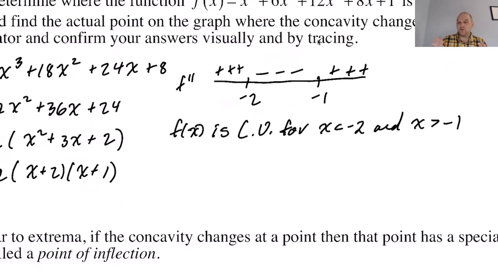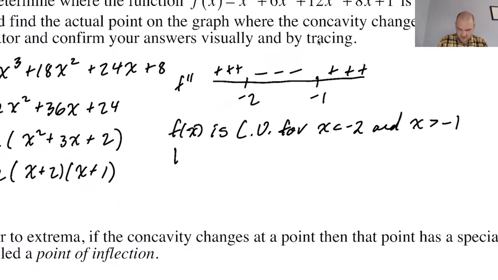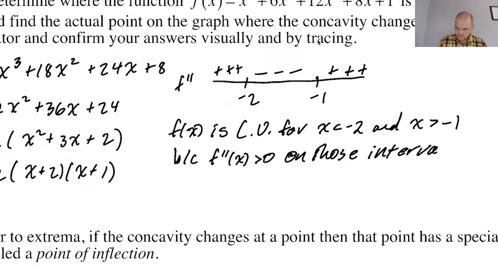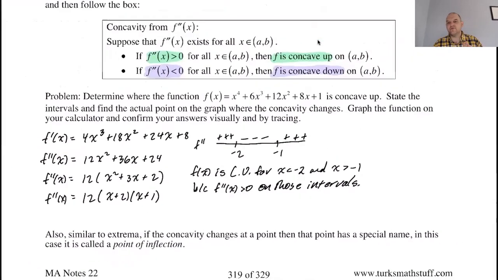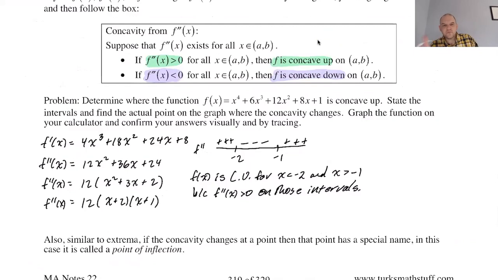And we want to say why. Why is that true? So sign charts aren't enough because f double prime of x greater than 0 on those intervals. Okay, so we answered the first part of the question. Those are the intervals where f double prime is positive, which means f of x is concave up, which you can definitely abbreviate as CU.